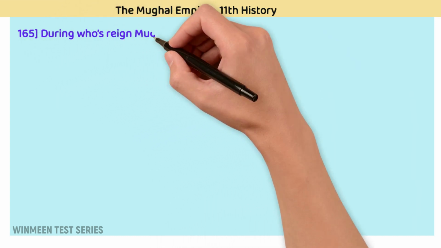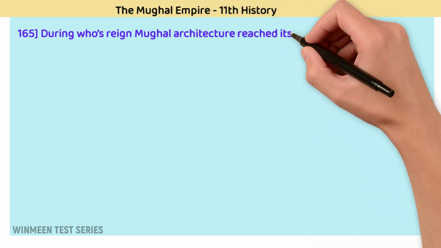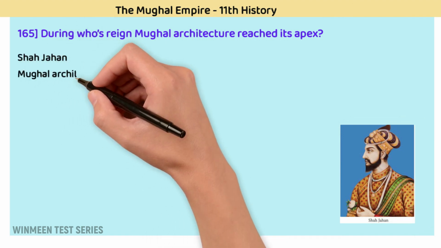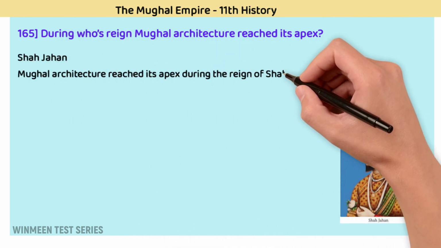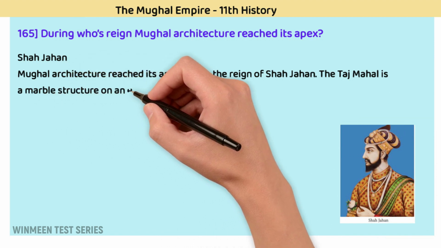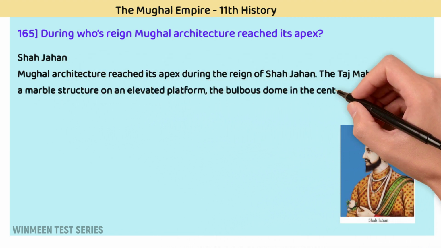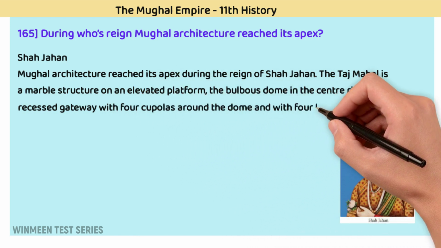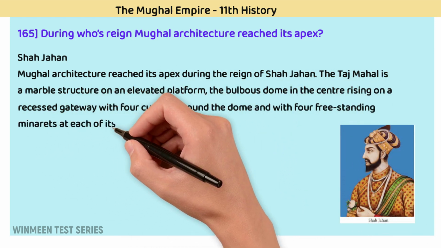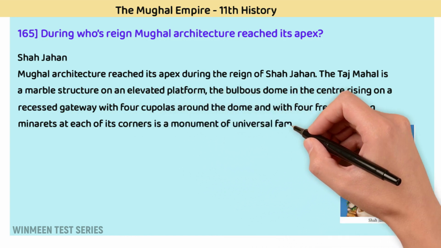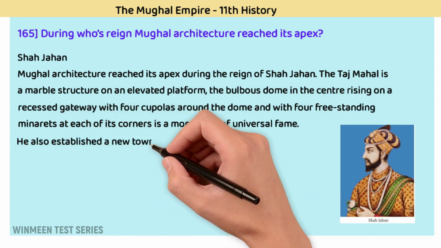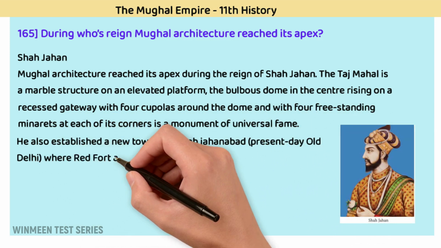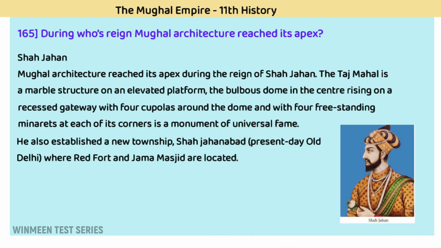Question number 165. During whose reign did Mughal architecture reach its apex? The answer is Shah Jahan. Mughal architecture reached its apex during the reign of Shah Jahan. The Taj Mahal is a marble structure on an elevated platform, with the bulbous dome in the center rising on a recessed gateway, four cupolas around the dome, and four freestanding minarets at each of its corners. It is a monument of universal fame. He also established a new township, Shah Jahanabad, which is present-day Old Delhi, where the Red Fort and Jama Masjid are located.